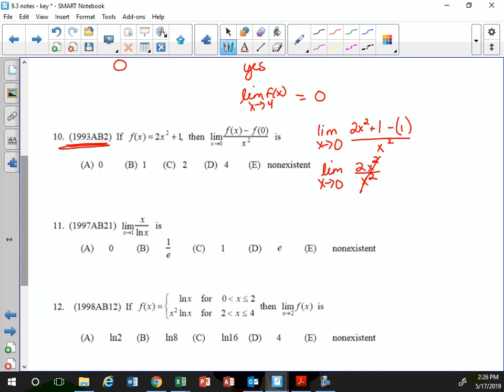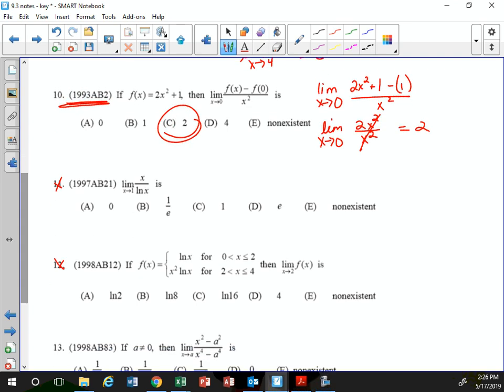Okay, so it's the limit as x approaches 0 of 2. It's a constant, so it's just 2. That's it. Okay. All right. We're skipping 11 and 12. Did anybody have questions on 10 before I move on?